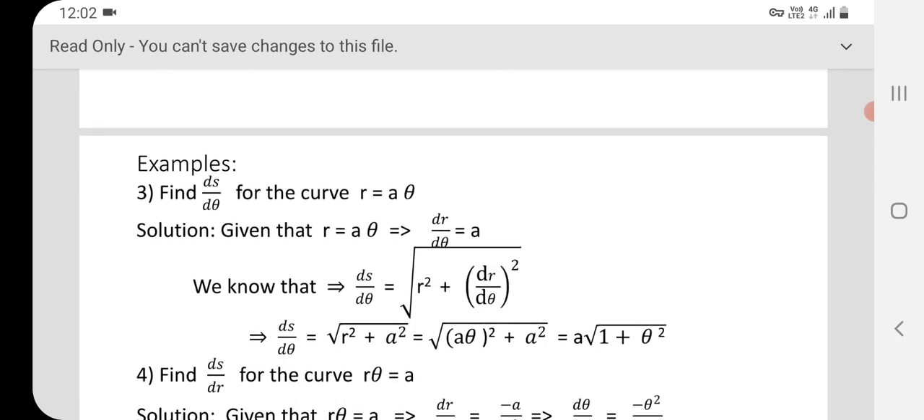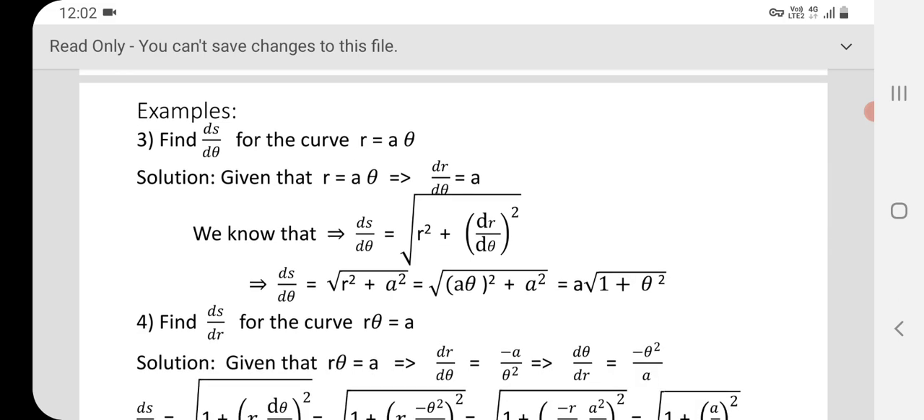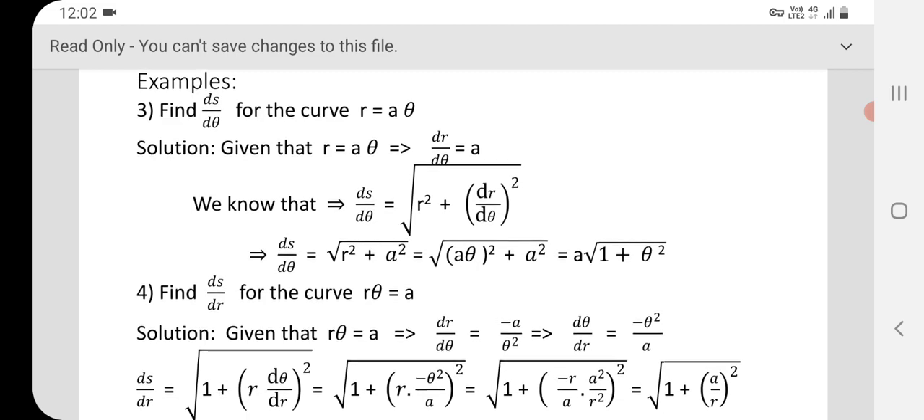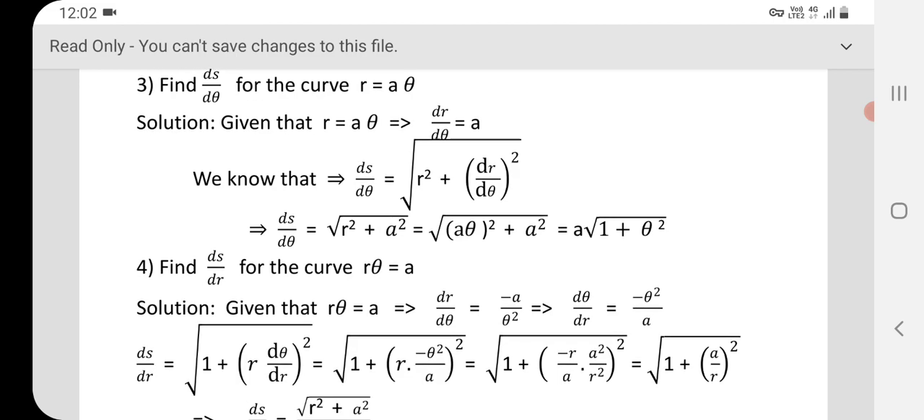Now example 3. Find ds by d theta for the curve r equals a theta. Given that r equals a into theta, now r is a function of theta. Differentiate with respect to theta, we get dr by d theta equals a. Therefore, ds by d theta equals root of r square plus (dr by d theta) whole square. Now here we will take the substitution dr by d theta, that is a square. Once again from r square, from the given equation, that is (a theta) whole square. Now here a square will be common. The square root of a square is a, the remaining is 1 plus theta square.